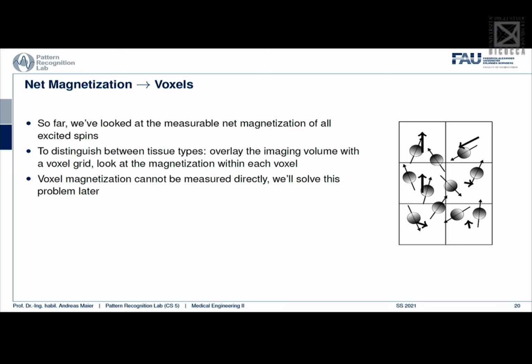Now, we have talked until now about the net magnetization. What we are actually interested in is the net magnetization in a defined volume. So we will divide our volume into pixels. The way in which we are able to reconstruct the net magnetization in each place is not something which we will cover, because it takes like 6 hours, sadly. But this is the concept of what we will do.